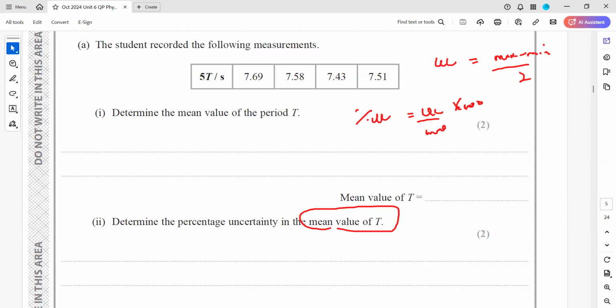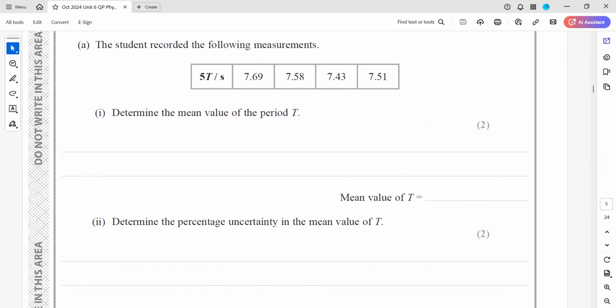So maximum minus minimum divided by 2, you get the uncertainty. And uncertainty divided by mean, but don't put mean T here. Put the mean of the 5T, because I'm using this data to get the percentage uncertainty. That's why I will use the average of the 5T, like add them and divide by 4. That will be the average. Is it clear? Is it clear, this one? Okay.